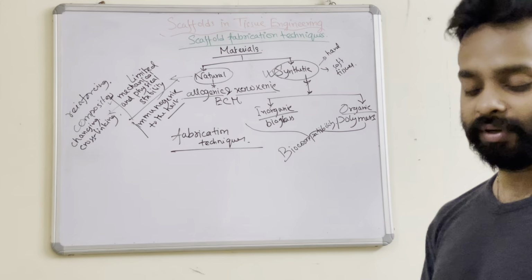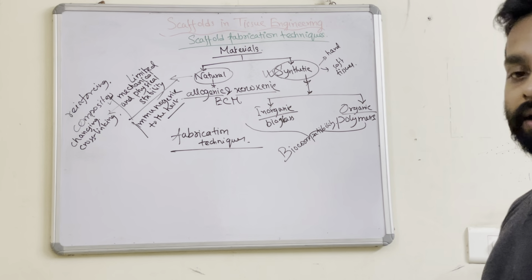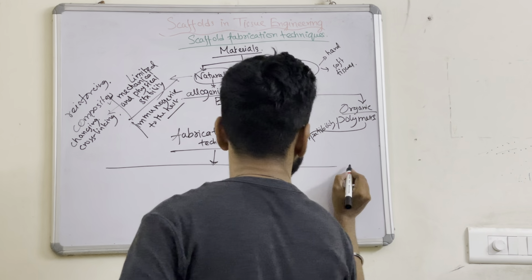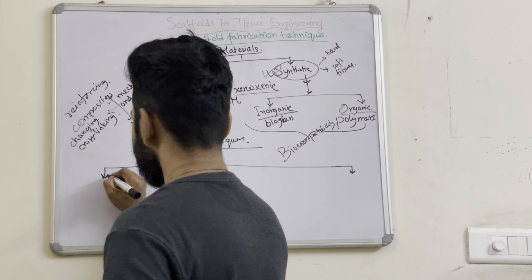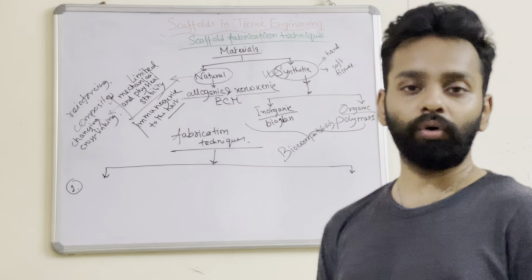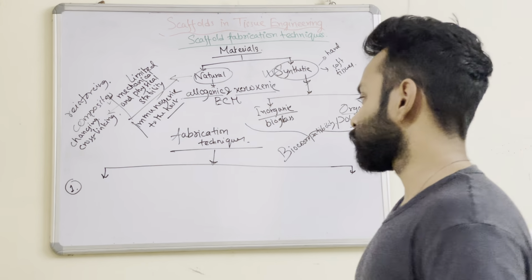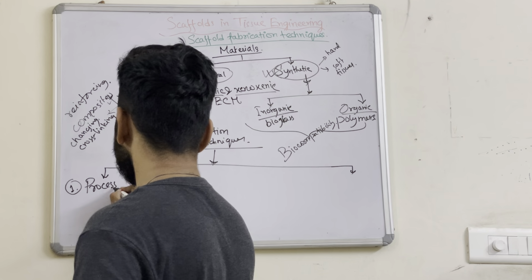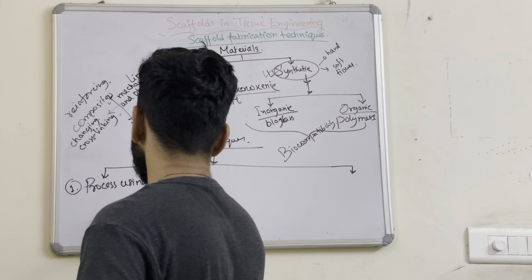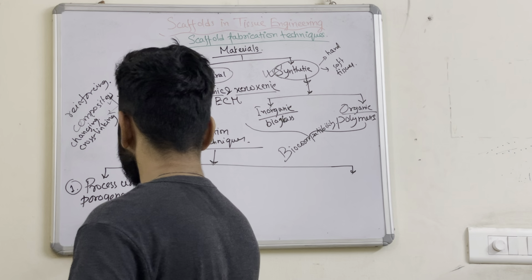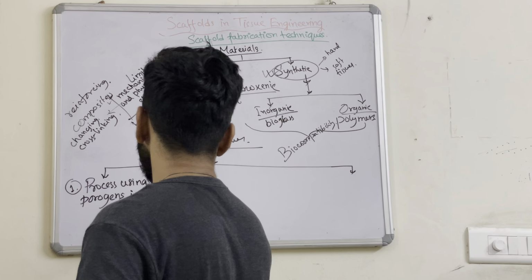So the scaffold fabrication techniques can be mainly classified into three headings, as we discuss. The first strategy is known as the process which uses porogens in biomaterials. So a process which involves or uses porogens in the biomaterials.